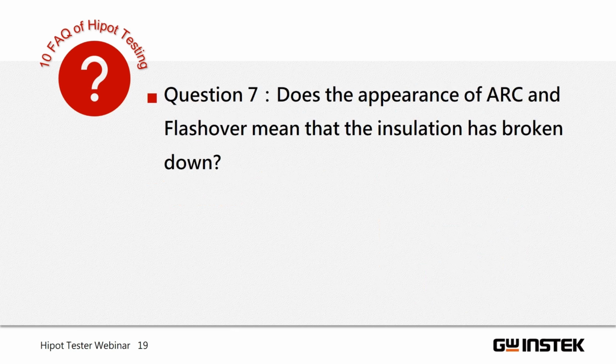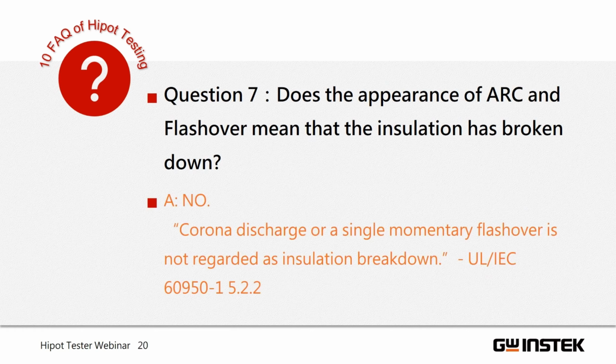Question 7. Does the appearance of arc and flashover mean that the insulation has broken down? The answer is no. According to the IEC standard, corona discharge or a single momentary flashover is not regarded as insulation breakdown. Arc detection function can be used as a further testing function, but it is not the beacon to help judge if the DUT insulation has broken down.